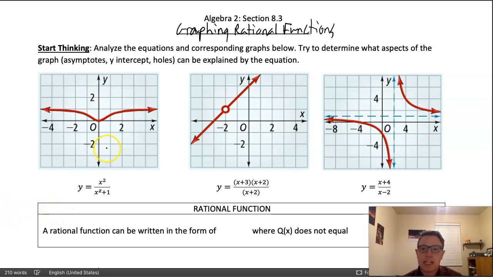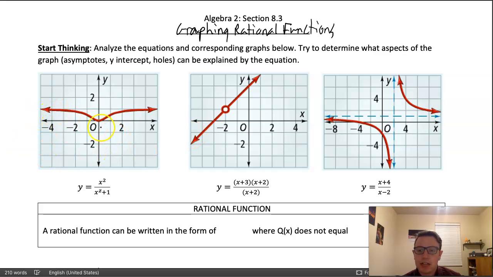Today we're going to be jumping into section 8.3 here, which covers graphing rational functions. Now we're going to split this up over 2 days, but today is going to be the first bit that we go over. Now to start thinking, we have a couple of graphs here. We're going to look at these graphs and the equations underneath. So this graph corresponds to this equation. Then we're going to try to figure out what parts of the graphs, for example, asymptotes, y-intercepts, and holes, can be explained by the equations.